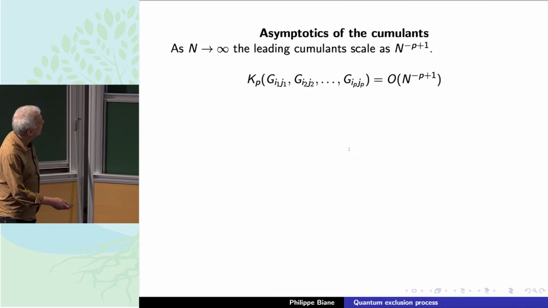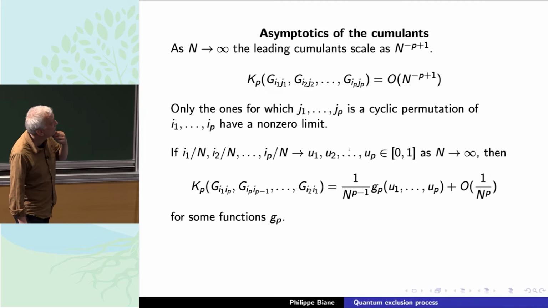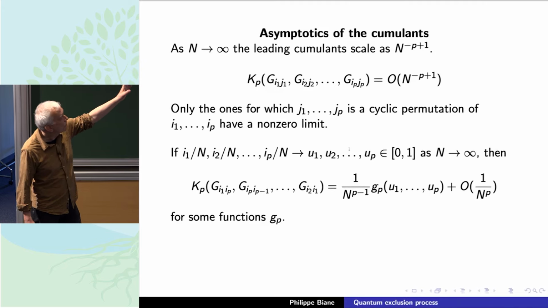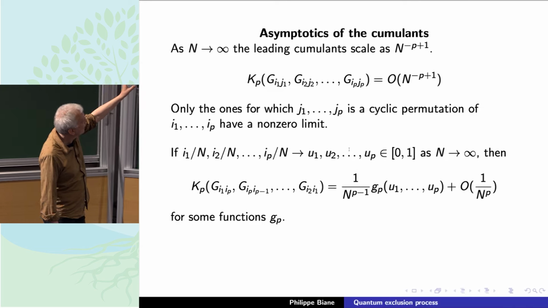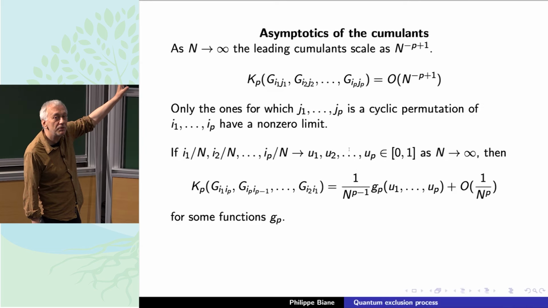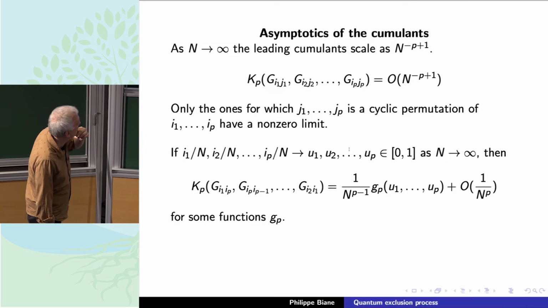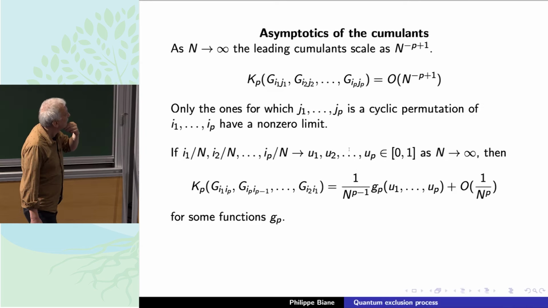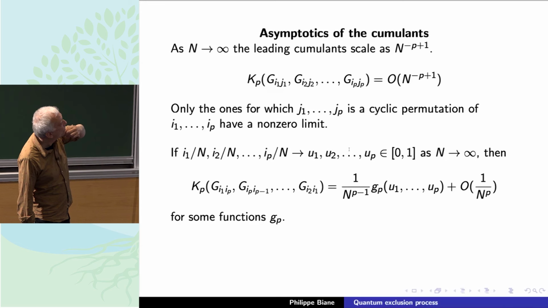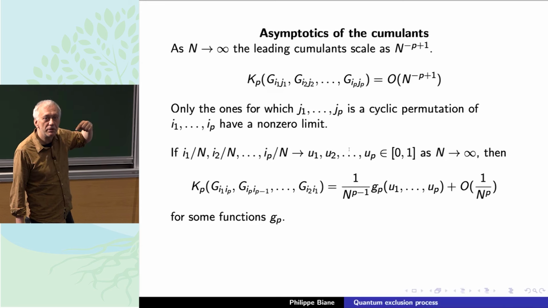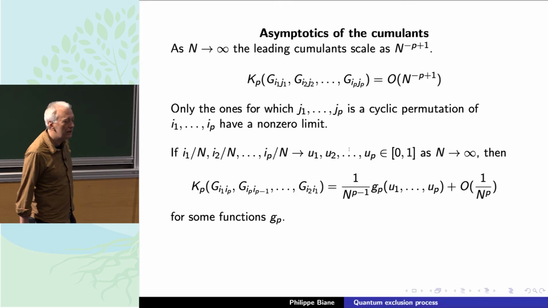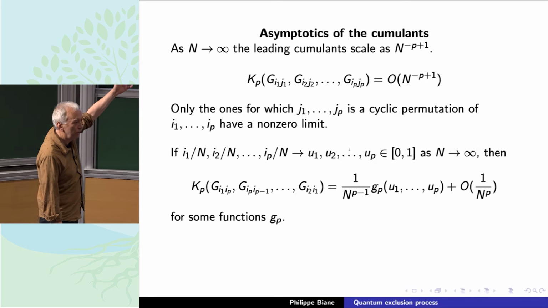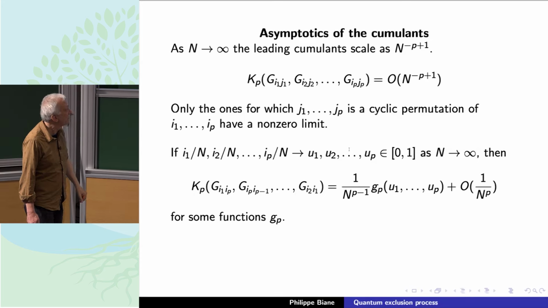Okay? What one can prove is that this quantity will have a non-trivial limit if the J1, ..., Jp form a cyclic permutation of I1, ..., Ip. Okay, in all the other cases, the scale is an order of magnitude smaller than this one.